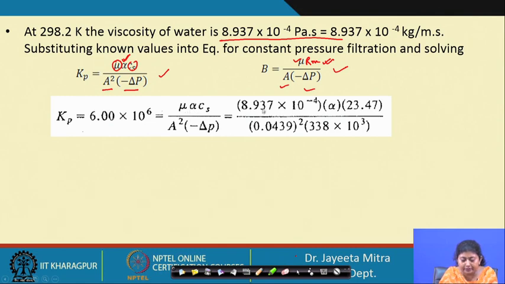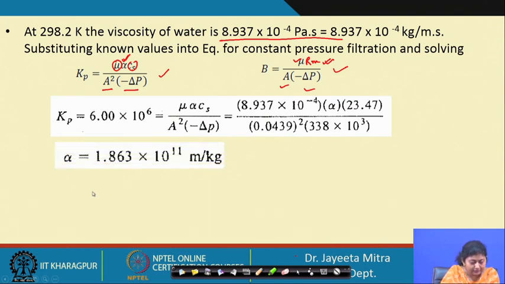So, mu is 8.937 into 10 to the power minus 4 Pascal second, alpha into Cs, which is 23.47 kg per meter cube, by area, 0.0439 meter square, this squared, and delta P is 338 into 10 to the power 3. This is given in kilopascal, and in the equation we are putting it in Pascal. Then alpha, we are getting from this expression, as 1.863 into 10 to the power 11 meter per kg.